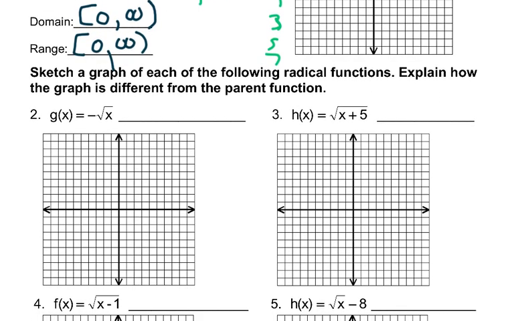All right. Now, a negative in front of this is going to reflect over the x-axis. So if I'm reflecting this, I'm still starting at 0. But now instead of going up, I'm going down. So I'm going down 1 over 1, down 1 over 3, down 1 over 5.